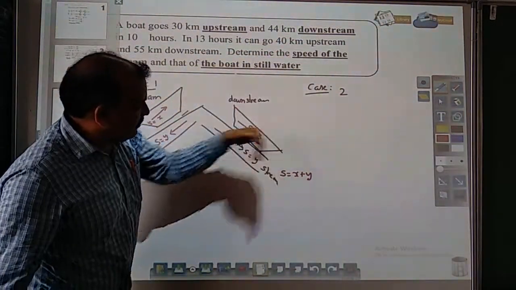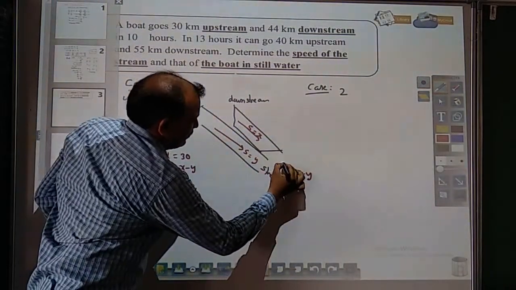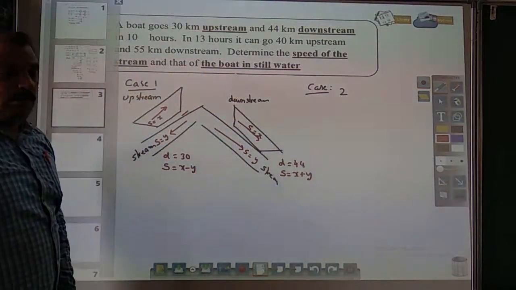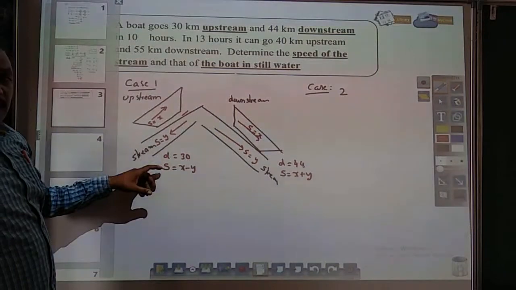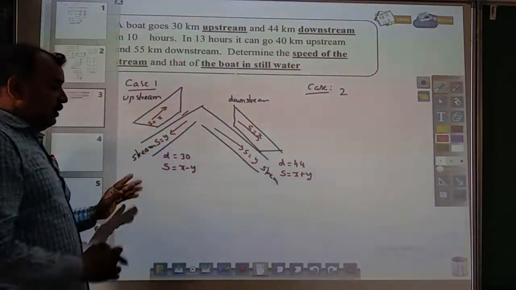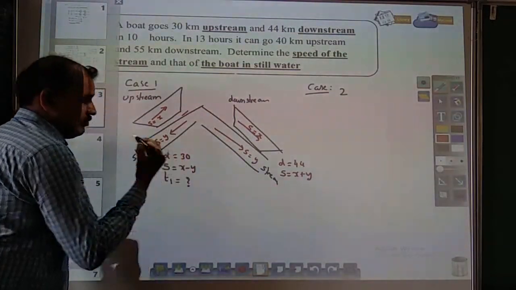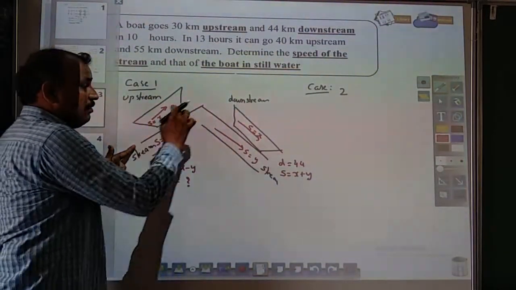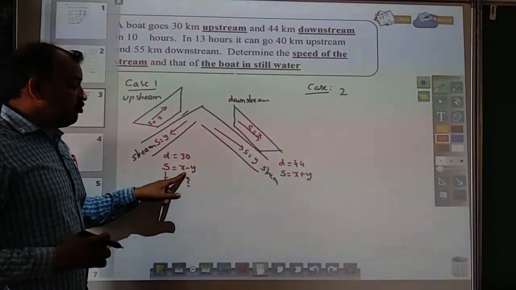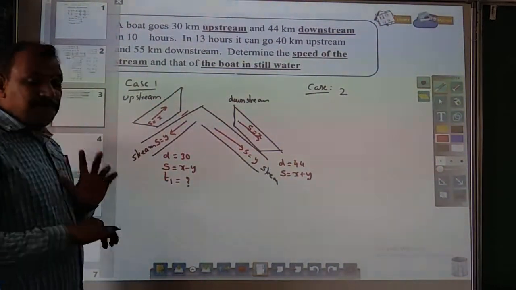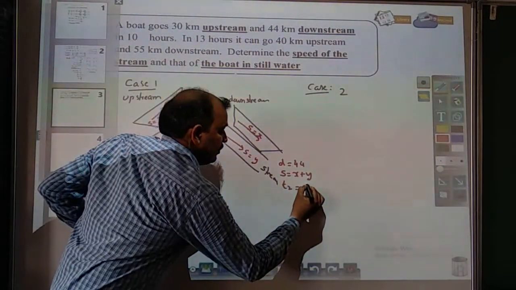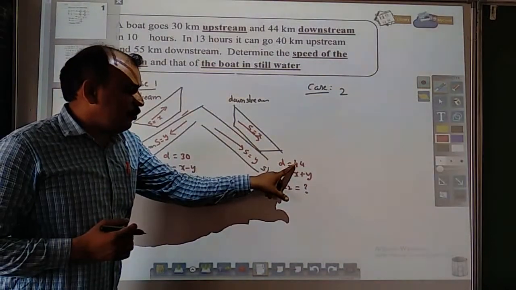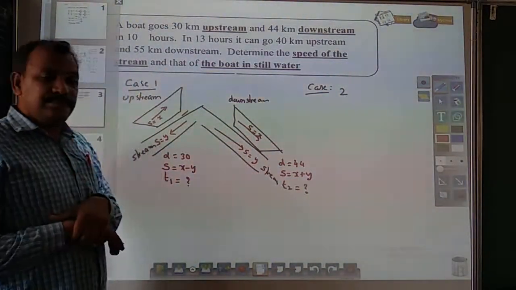44 kilometers downstream. From here the distance d is equal to 44 kilometers. So d and s are given. What about time? T1 is equal to what? T1 is the time taken by the boat to travel 30 km distance with speed x minus y. T2 is the time taken by the boat to travel 44 km distance with speed x plus y.